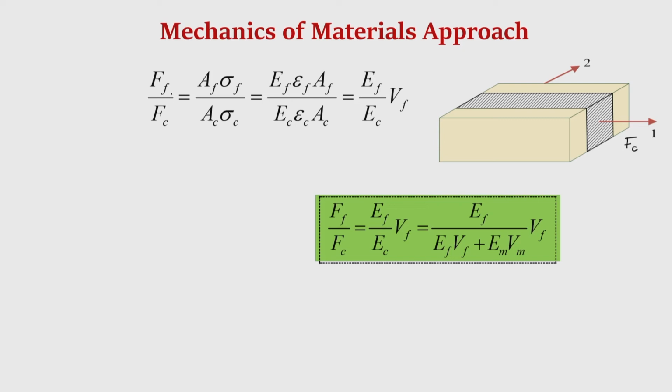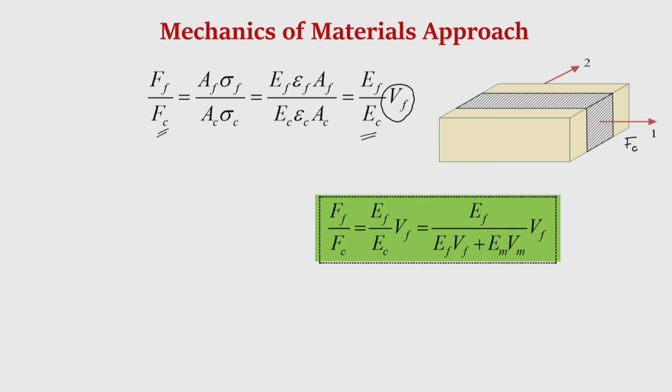Therefore, if we look at the proportion of the load carried by the fiber to the total load, F_f by F_c, we can see that it is a function of E_f by E_c and the volume fraction. Naturally, for a given Young's modulus of the fiber, if the volume fraction is more, more load is carried by the fibers. In the extreme case, if all fibers are there, all the load is carried by the fibers only. Therefore, we can write F_f by F_c in terms of E_f, E_m and V_f.